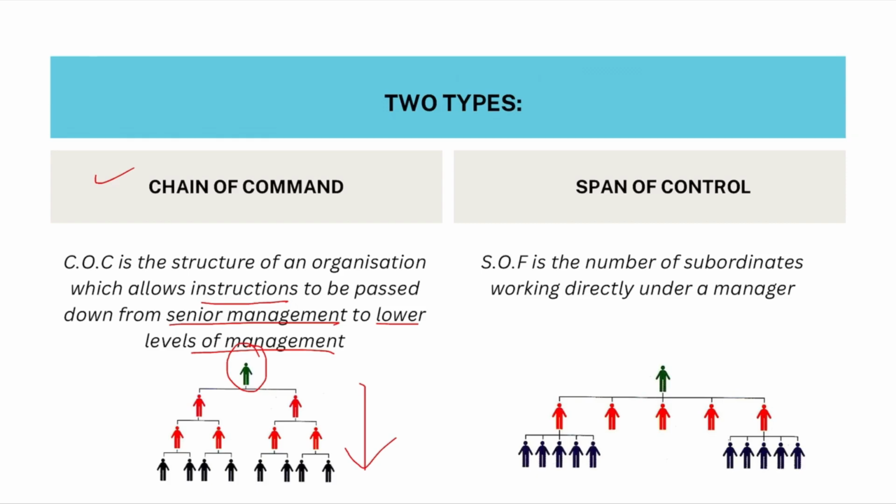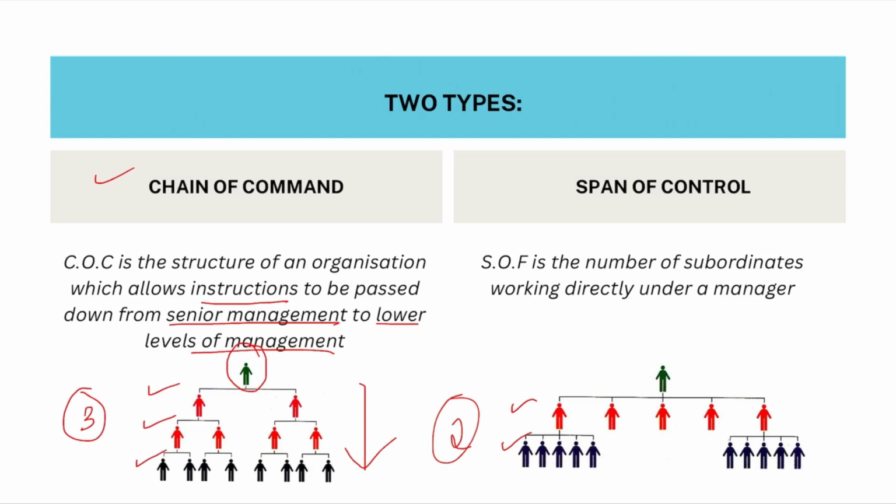And here we have three levels, because this is the first level, second level, and third level. So the chain of command would be 3 in this case, and here it would be 2, because 1 and 2. So the chain of command is 3 here and 2 here.